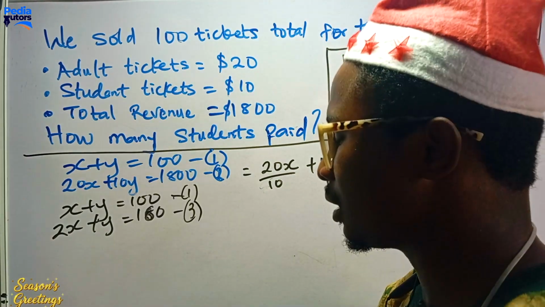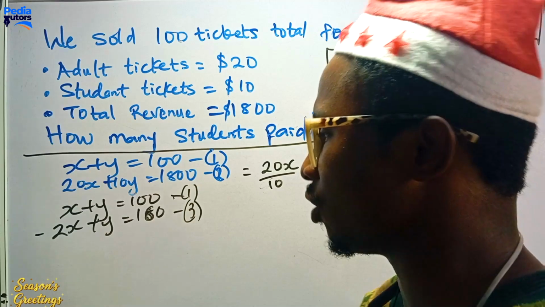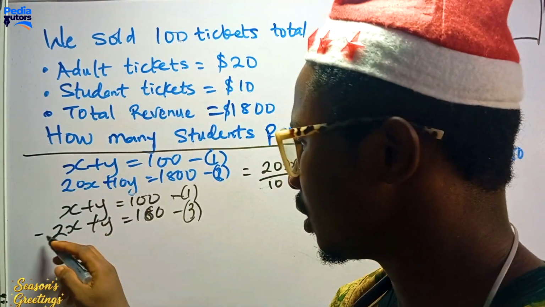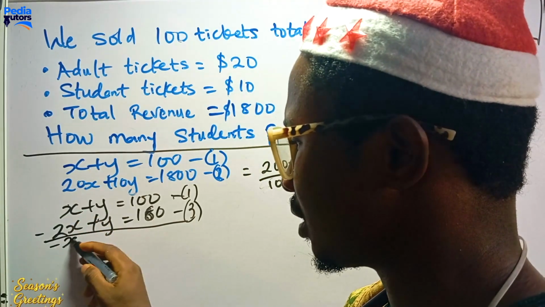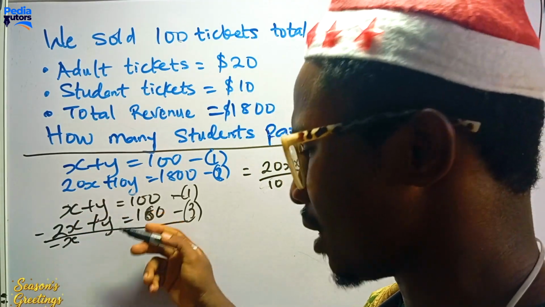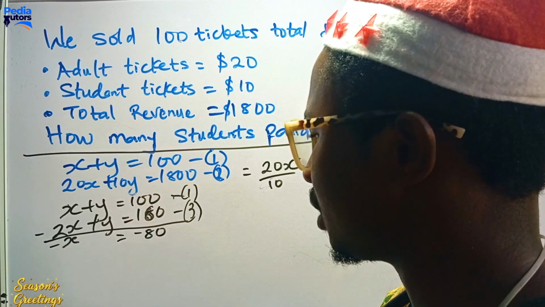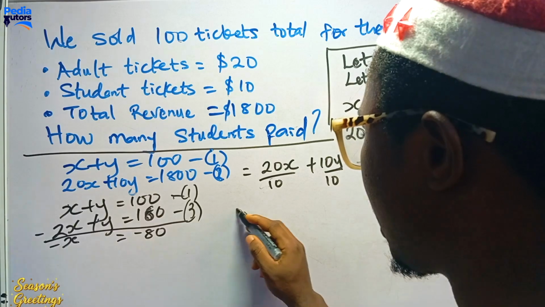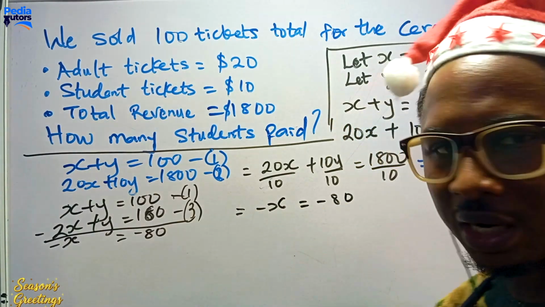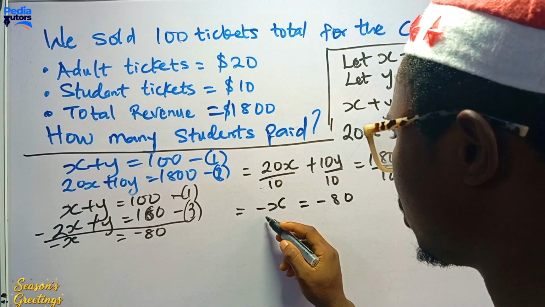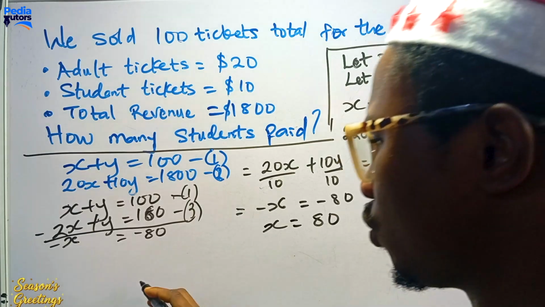Now solving further, we can eliminate. When eliminating, we take equation 3 from 1. If you take equation 3 from 1, what do you have? You have x minus 2x, that's minus x. y take away y is 0. Equal to 100 take away 180, that's minus 80. So all we have is minus x equal to minus 80. Of course, we can divide all through by minus 1, and that is x equal to 80.